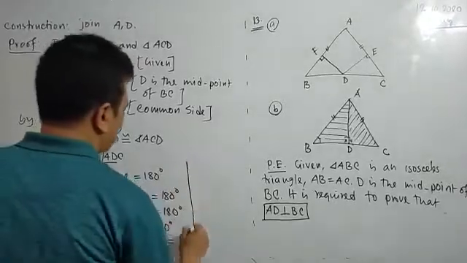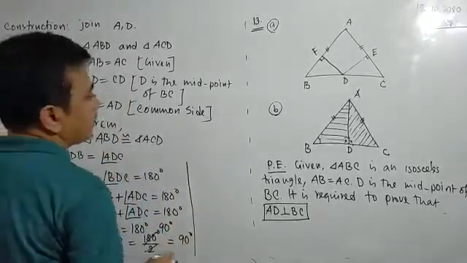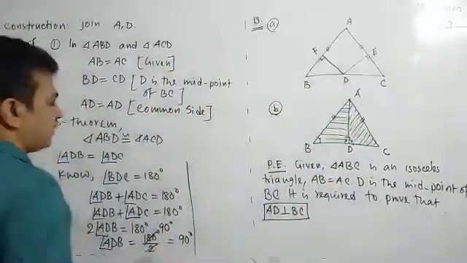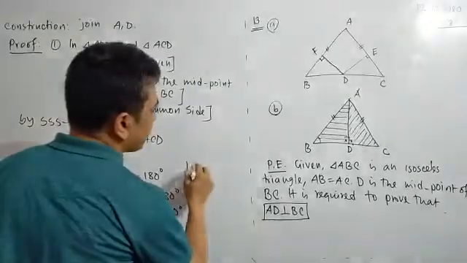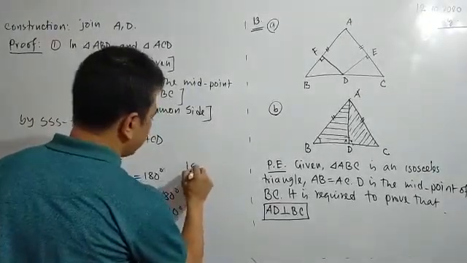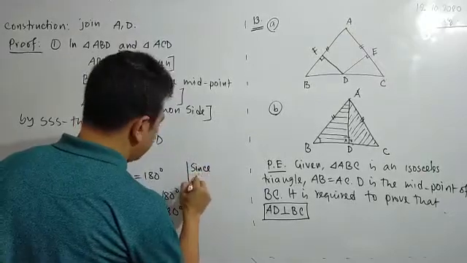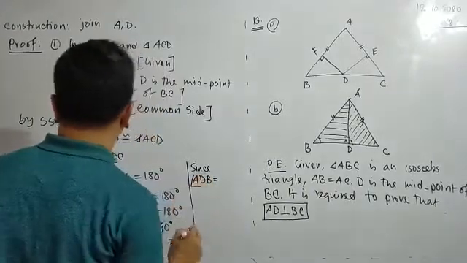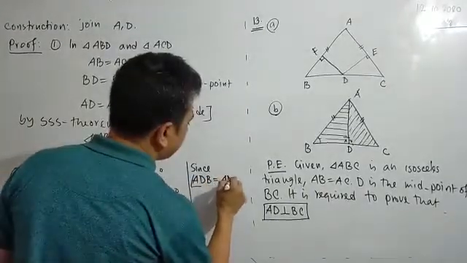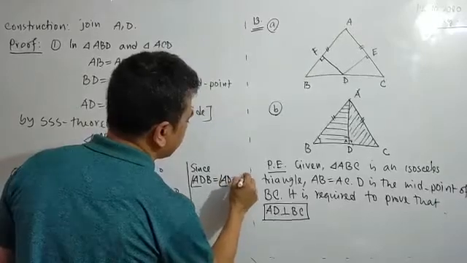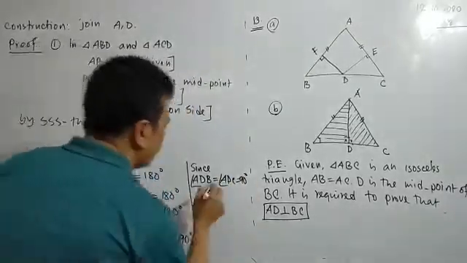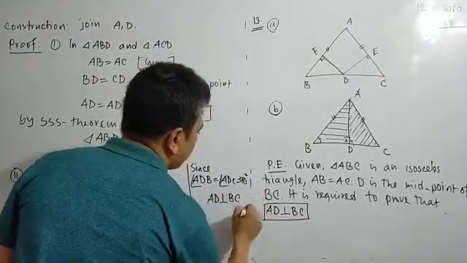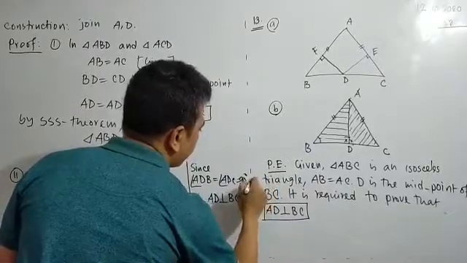Okay, so we can write here. So therefore look at that, ADB equals 90 degree. If ADB equals 90 degree, we can say, since ADB equals ADC is equal to 90 degree. So therefore AD perpendicular BC. Okay, proved.